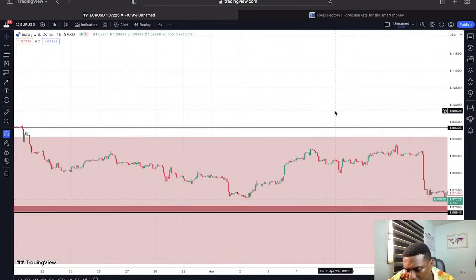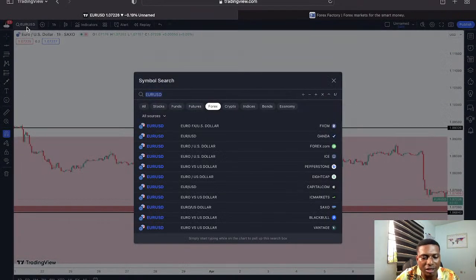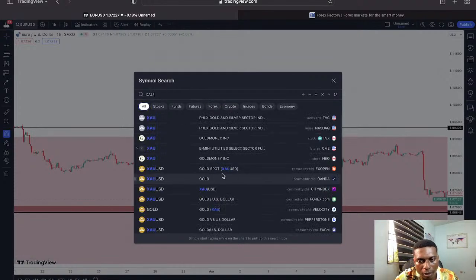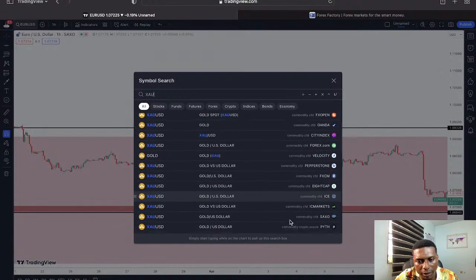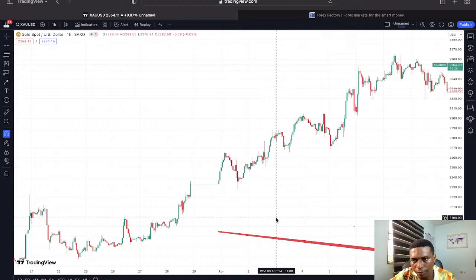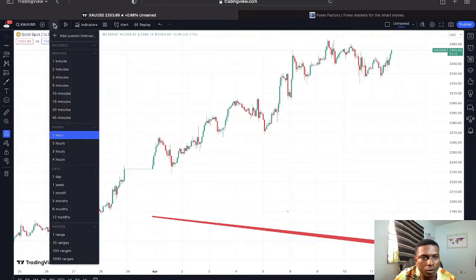Now someone says, can you please analyze the gold pair? All right, let's analyze the gold pair.